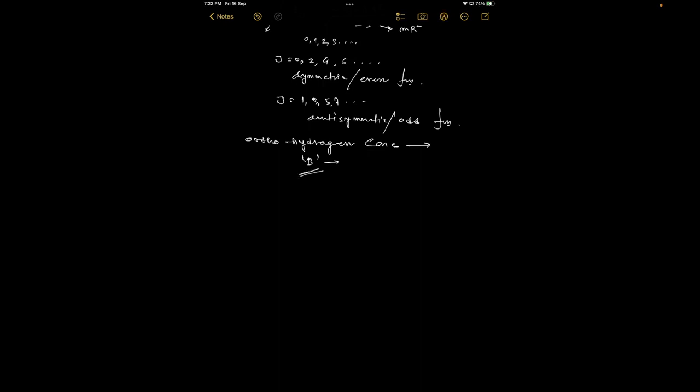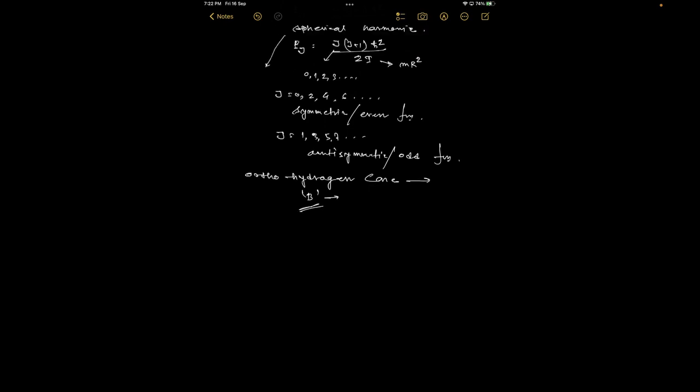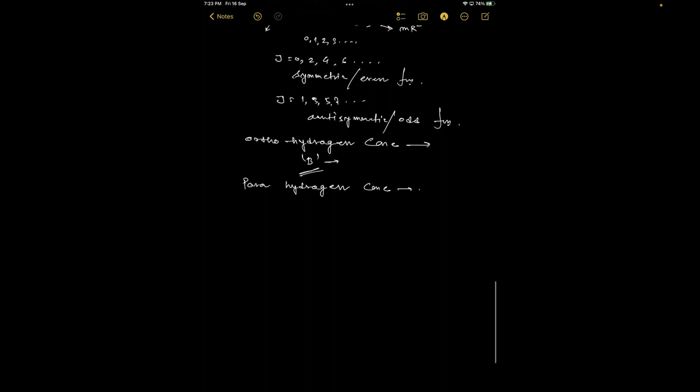Okay. So now another fact. Now for the parahydrogen case, the nuclear wave function is antisymmetric. We have seen that.